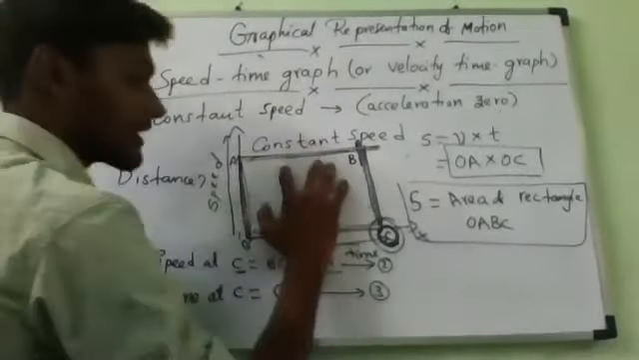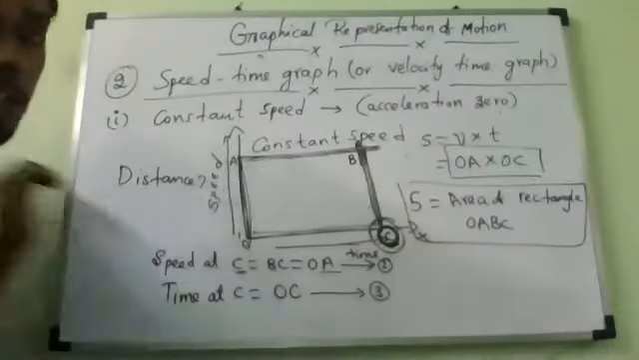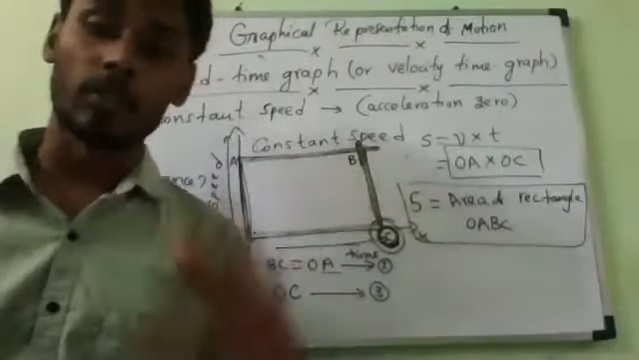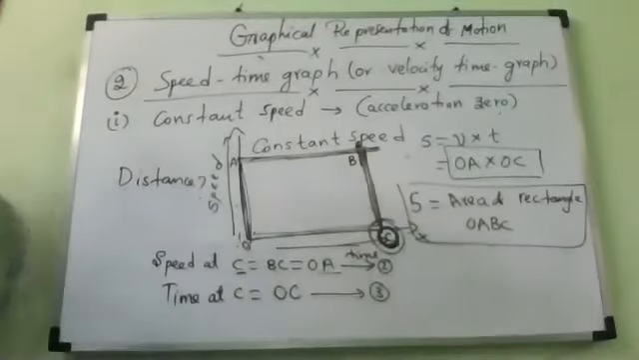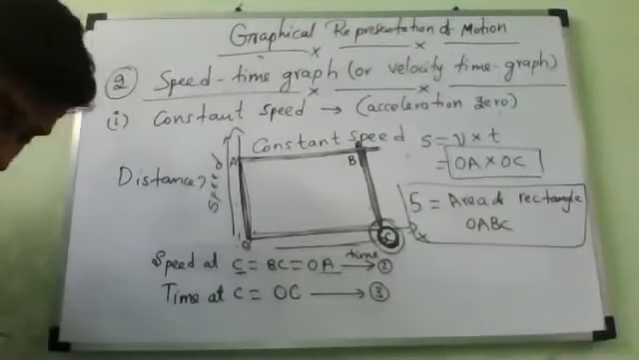Always the area of this given shape will give you the distance covered by a body. That's all. When it is constant speed, that point you should remember. Constant speed. Do it.